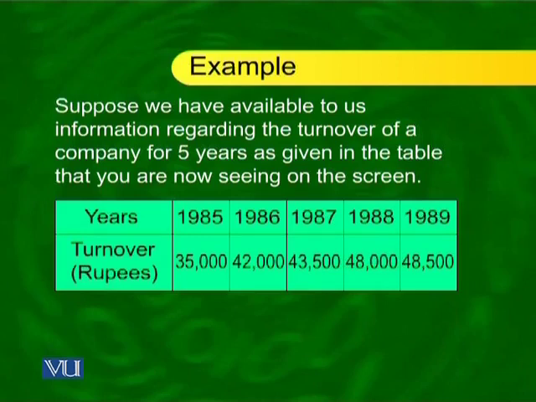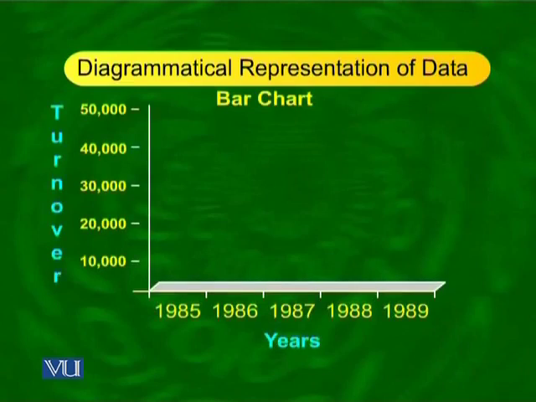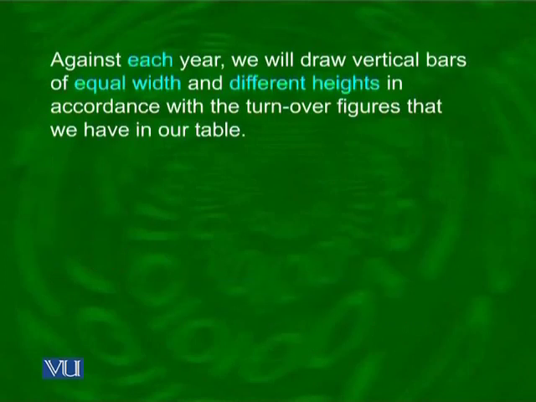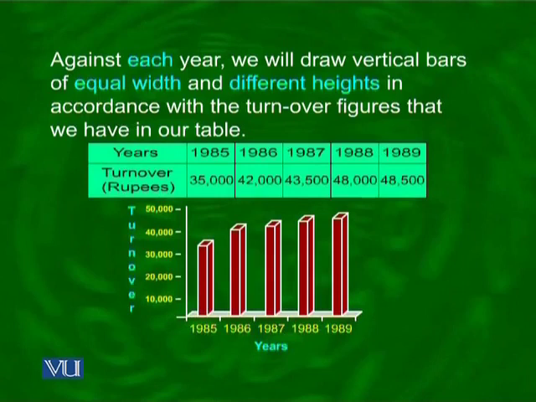Now the question is, if we want to represent this information through a bar chart, how will we proceed? All we have to do is to take the years along the x-axis and to construct a scale for turnover along the y-axis, as you now see on the screen. Next, against each year, we will draw vertical bars of equal width and different heights in accordance with the turnover figures that I just shared with you. As a result, we obtain a simple and yet a very beautiful diagram, as you now see on the screen.